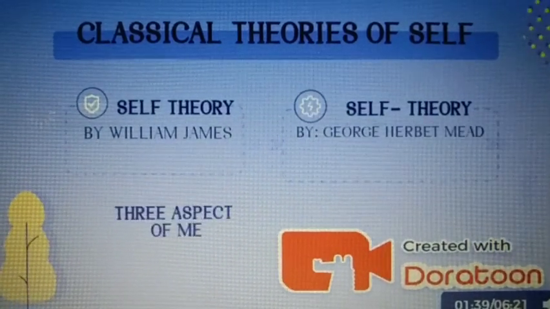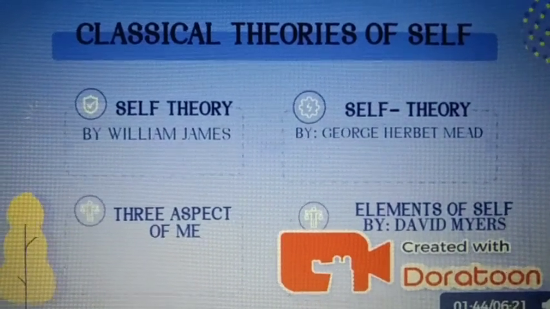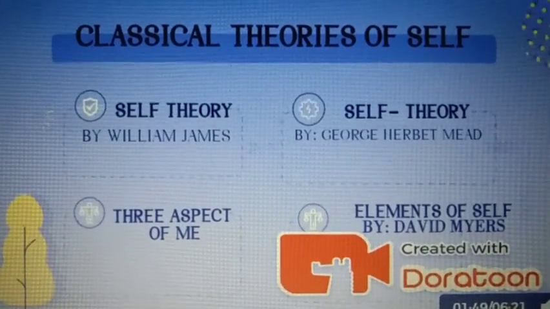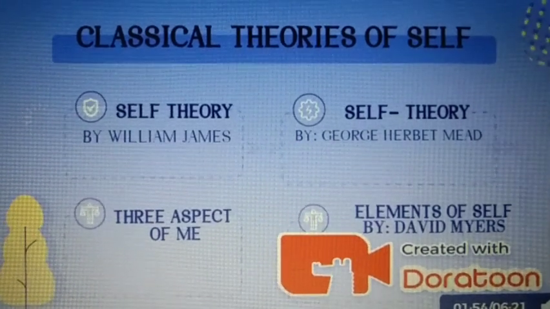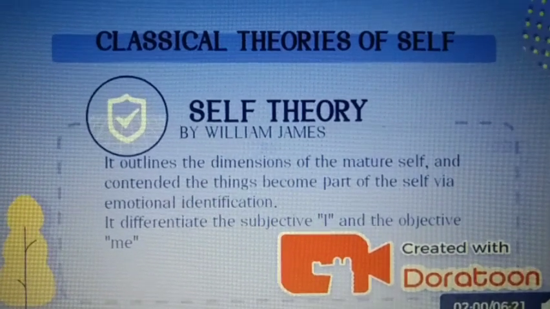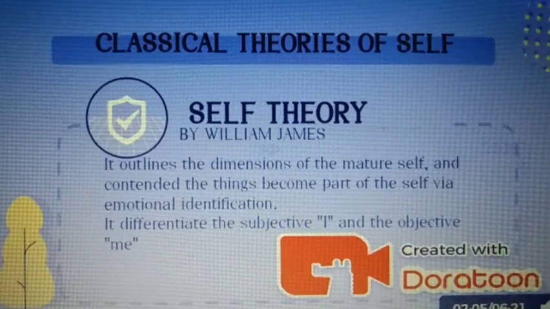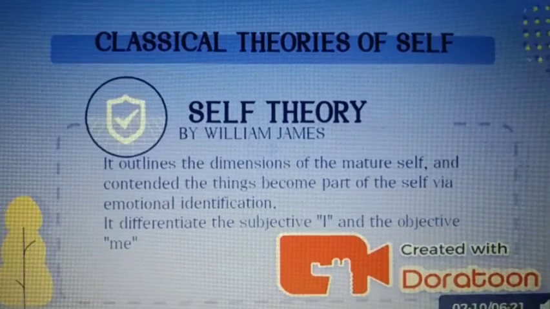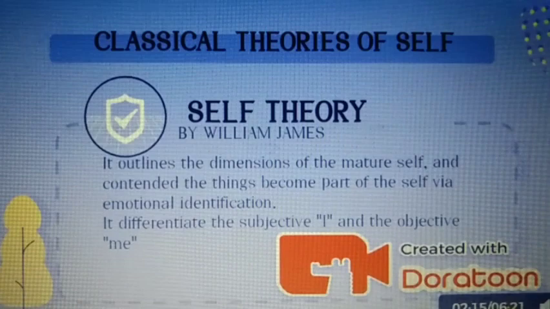These are the classical theories of self. First, self-theory by William James. Another self-theory by George Herbert Mead. Three Aspects of Me, and The Elements of Self by David Myers. Let us discuss first the self-theory of William James. It outlines the dimensions of the mature self and contended that things become part of the self via emotional identification. It differentiates the subjective I and the objective me.